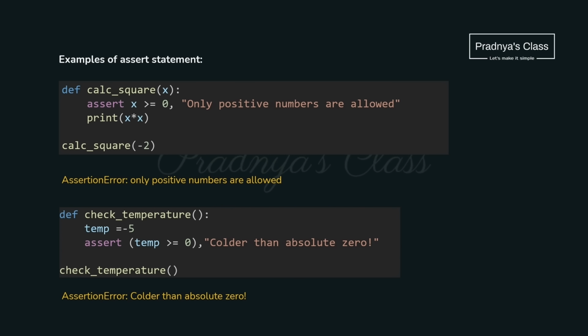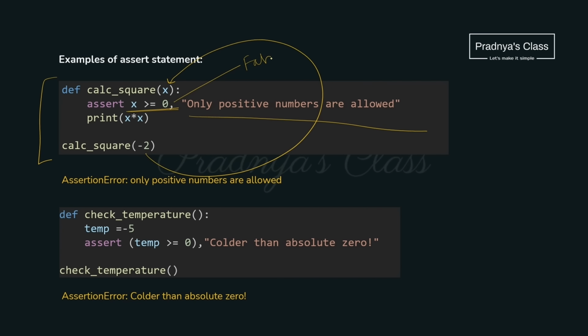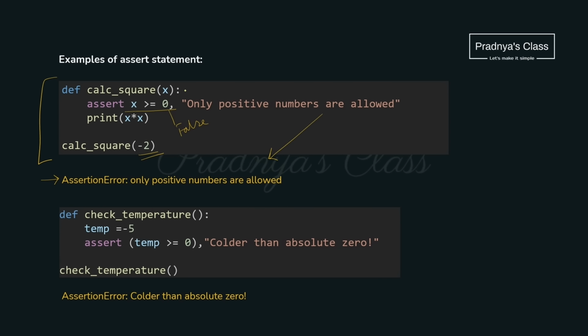Generally, we use assertion in case of function at the beginning of the function or at the end of the function to verify the input value. Look at this simple example. We are passing some value to the function. If it is greater than or equal to 0, then we are printing some message. If this condition evaluates to false, then this message will get printed. And in our case, yes, it is evaluated to false because we are passing -2. It is not greater than or equal to 0. So look at the output. We got assertion error. Only positive numbers are allowed because we need to calculate the square of only positive numbers.